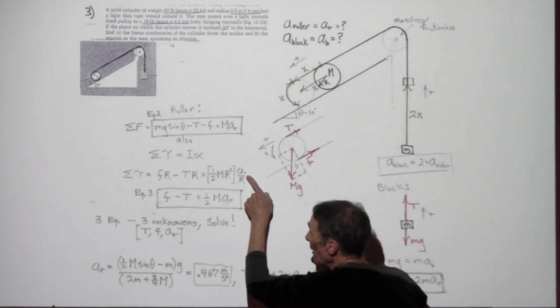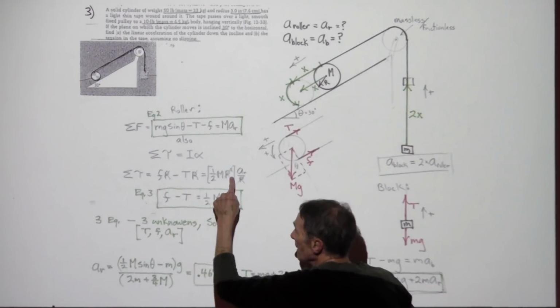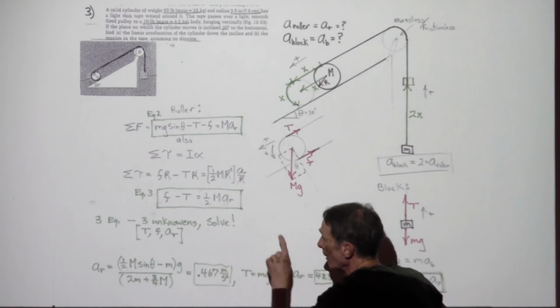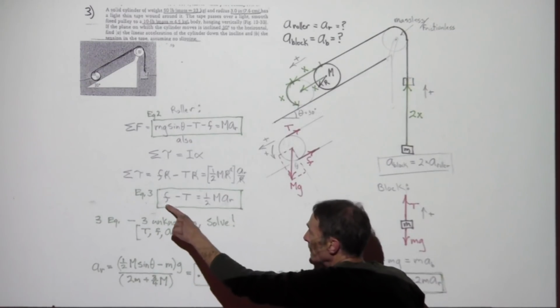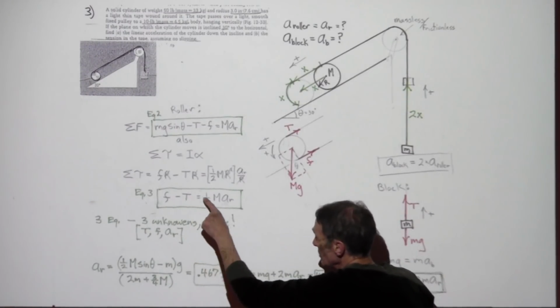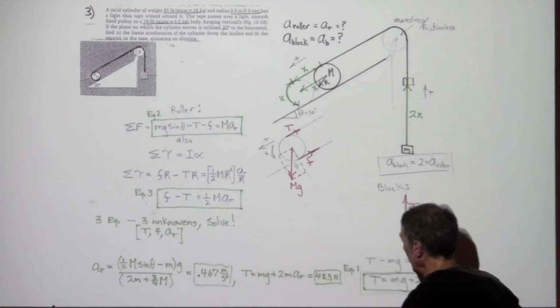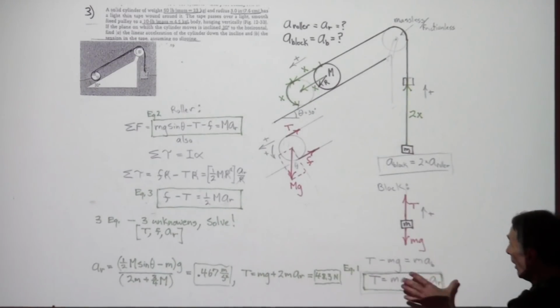Again, you'll see this thing happening. R cancels with one of these. These two r's we can factor out and cancel with the other r. And so we end up with this equation: friction minus the tension is equal to 1/2 m a radial. So I've got this equation. I've labeled it, I guess, 1 from this guy.